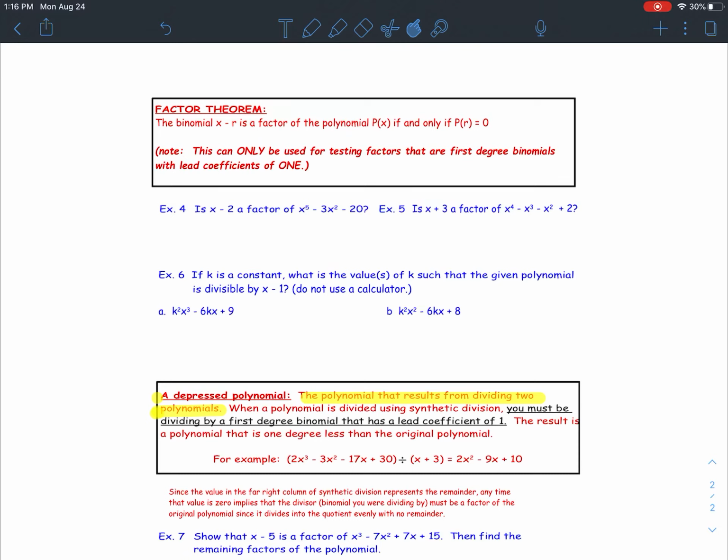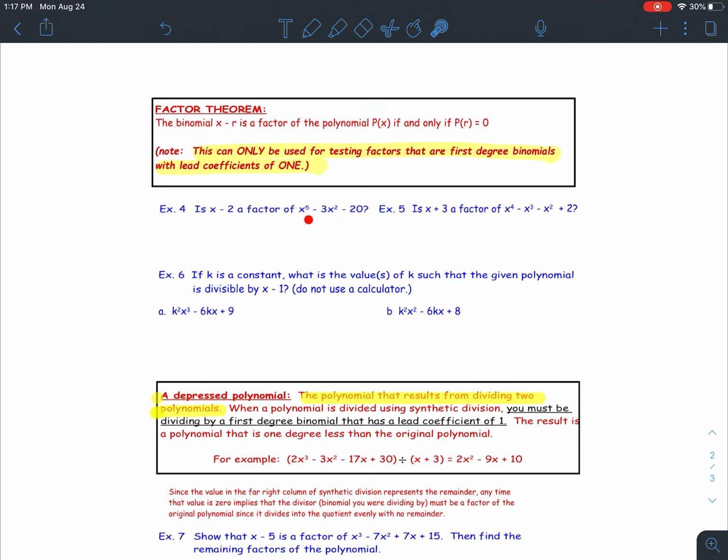So why would we ever want to do direct substitution to only know the remainder, okay? And I guess we should mention that you can only do this if you're just testing with first-degree binomials where the lead coefficient is a 1, kind of that same criteria for synthetic division.